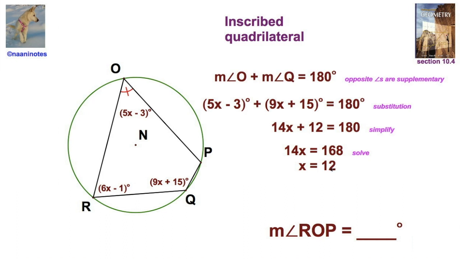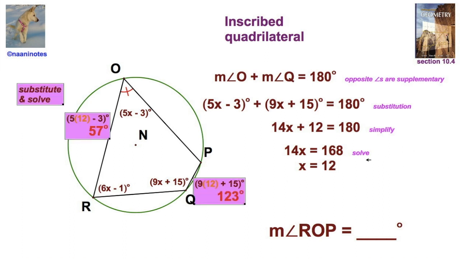X equals 12. Not 12 degrees. X is just the plain number 12. And I guarantee you, if this was an SAT question, or a multiple choice question, somebody would put down 12 and you'd get the answer wrong. Because the question says, what is the measure of this angle right here? Well, now you're going to have to do the substitution thing.